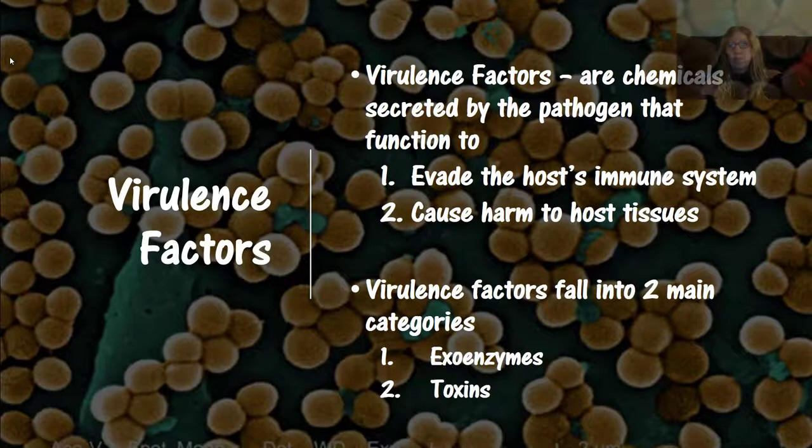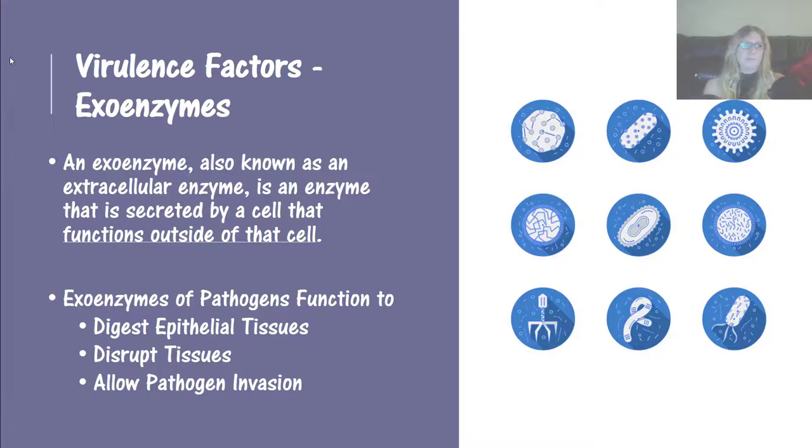Virulence factors are chemicals that are secreted by the pathogen, and they function to evade the host's immune system or cause harm to host tissues, or both. Virulence factors fall into two main categories: exoenzymes and toxins. An exoenzyme is also known as an extracellular enzyme. It's an enzyme that is secreted by a cell that functions outside of that cell.